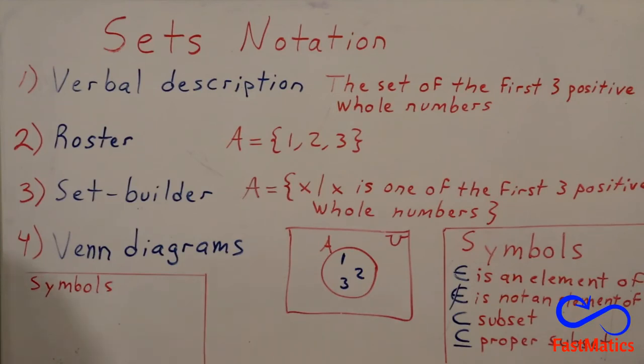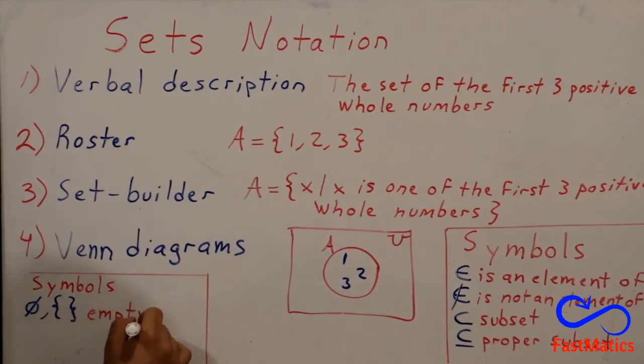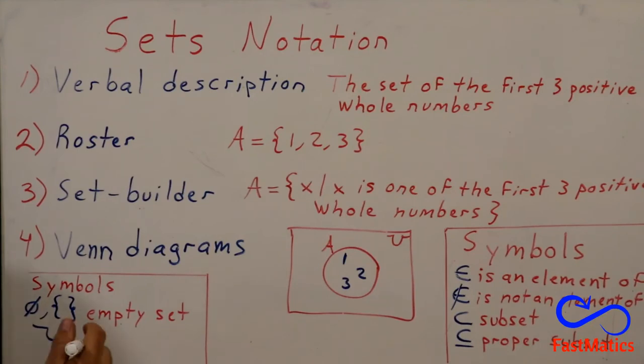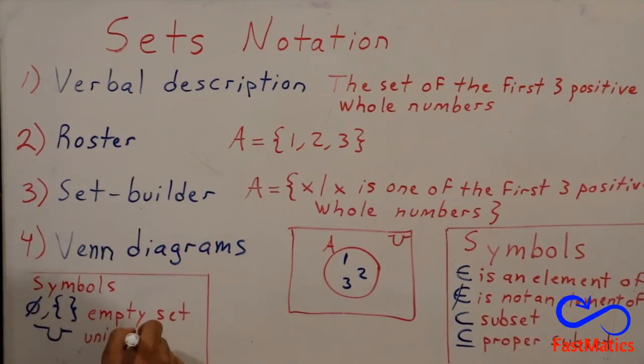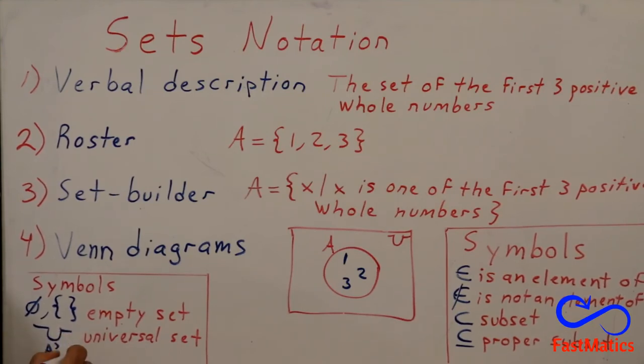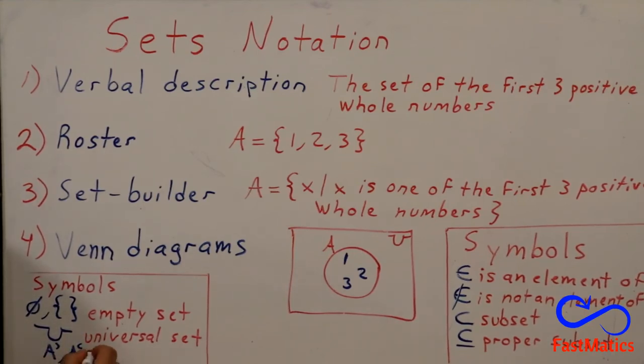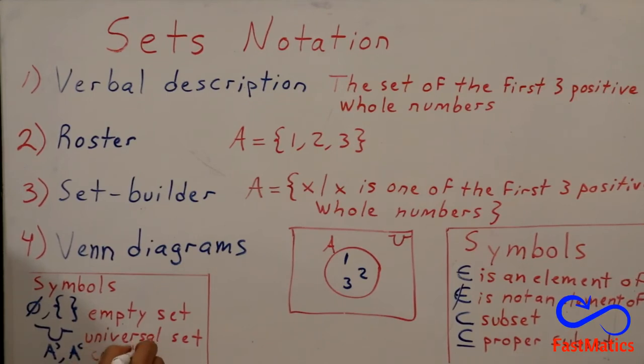Now we continue with symbols. That means empty set, that means universal set, and we have also a complement, or also A with a small c. That means complement of A.